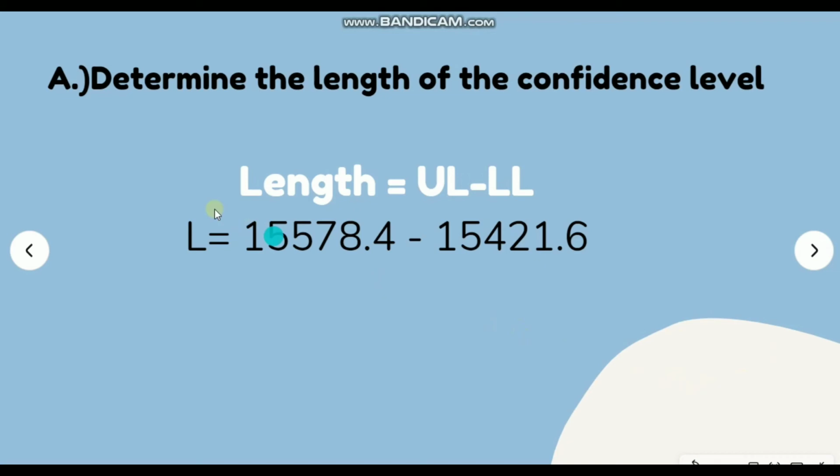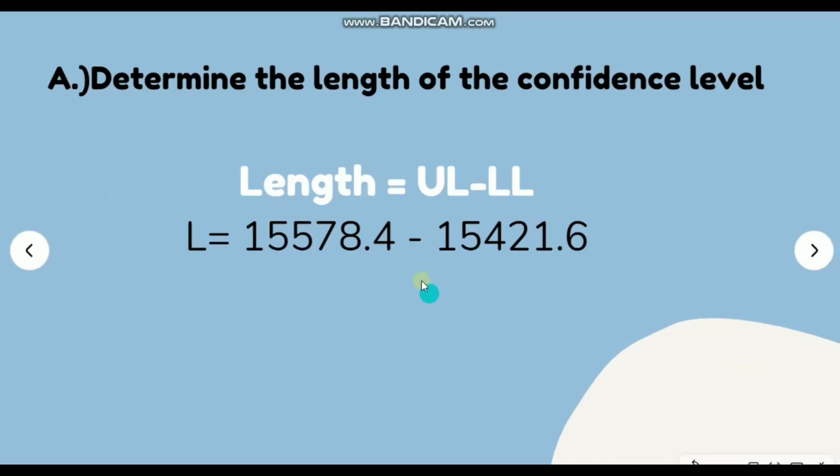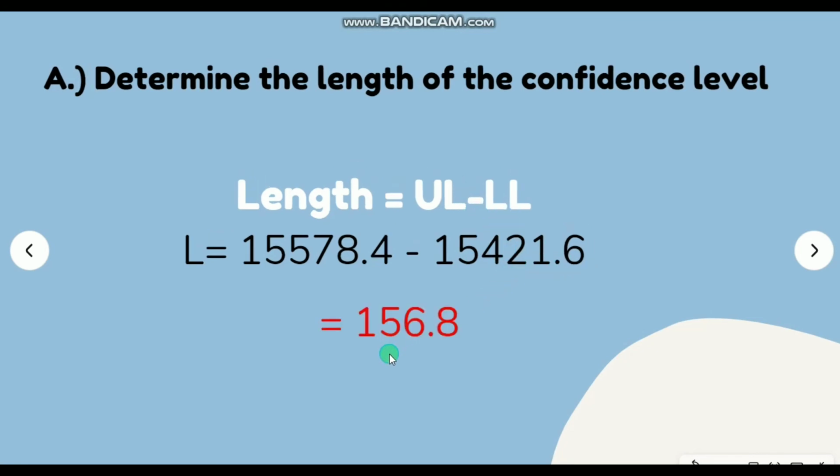And after that, we now go to letter A. Determine the length of the confidence interval, which is the upper limit minus the lower limit. So we substitute the values of the lower limit and the upper limit here, and the length is equal to 15,578.4, which is the upper limit, minus 15,421.6, which is the lower limit, and that is equal to 156.8.